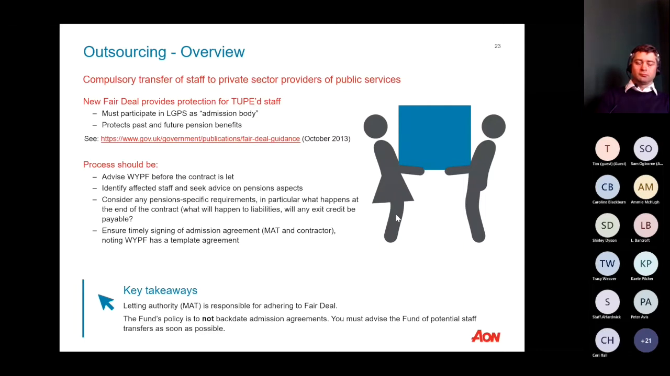And I think that the key things that I want you to take away from this is that as the letting authority, so you are the one for whom the contractor is providing services, you are responsible for adhering to fair deal, and you are responsible for ensuring the admission agreement is in place and advising the fund. The fact that in some cases the staff may be transferring from one of the councils does not absolve you of that responsibility. It is still your responsibility as the employer awarding the contract.